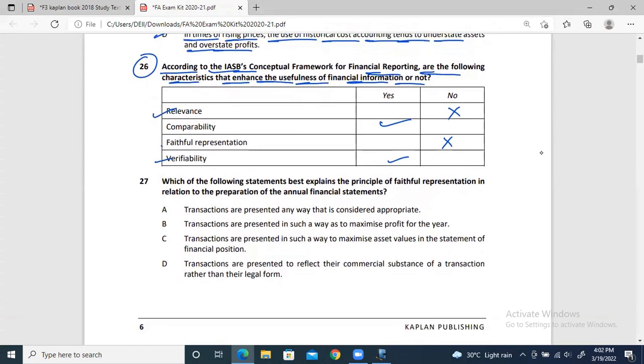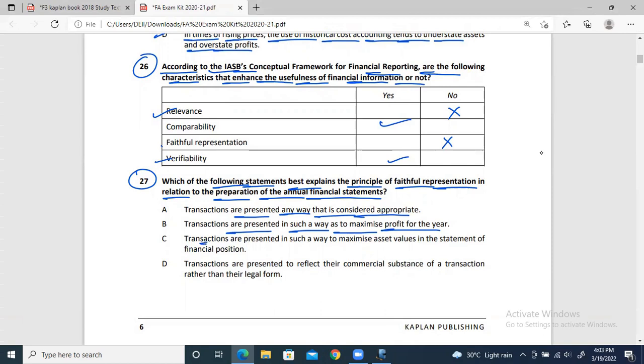Okay, now 27. Which of the following statements best explains the principle of faithful representation in relation to the preparation of annual financial statements? Transactions are presented any way it is considered appropriate, right? So I don't think this is correct because it's saying that in any way we can report them, but that should not be correct. Transactions are presented in such a way as to maximize profit for the year. No, this will be a subjective thing, right? This will involve a conflict of interest, because we talked about one thing, that even if sales are low, even if there is a huge loss, we should be comfortable with reporting that. That is basically the meaning of faithful representation.